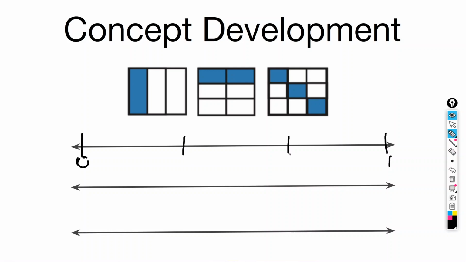Now one of those pieces is shaded. So I'm going to start at 0. I'm going to jump 1. And when I get there, I'm at 1/3. So I'm at the first line out of 3 lines altogether. Let's go ahead and look at the next one. The next one has 2, 4, 6 pieces. So for that number line, I need to break it into 6 equal pieces.